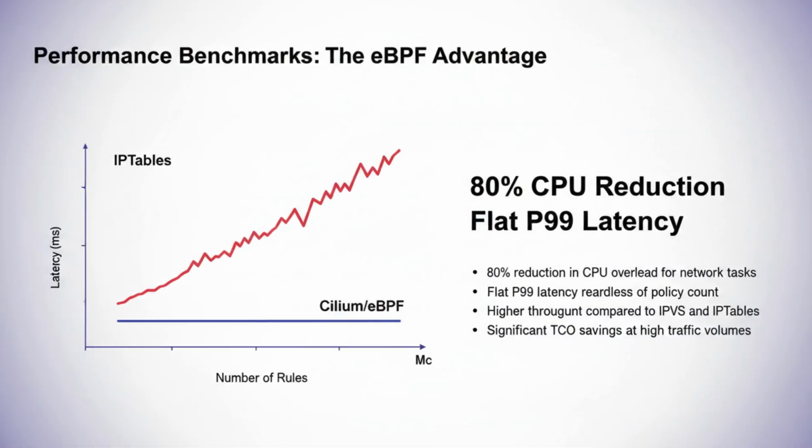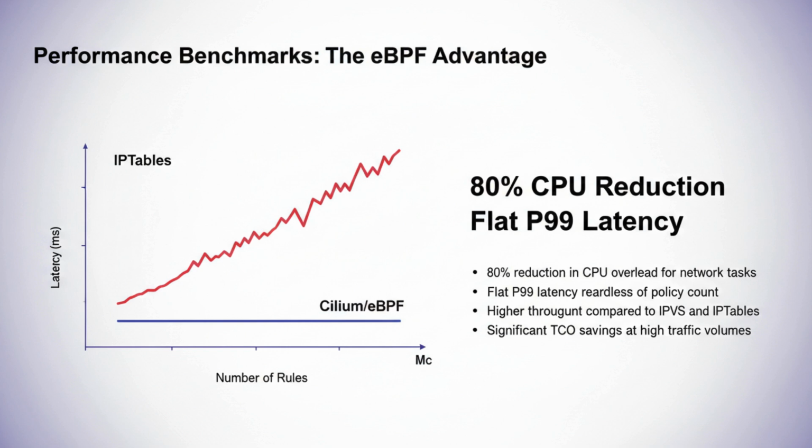Let's look at the numbers. In benchmarking tests, Cilium with eBPF significantly outperforms traditional iptables and even IPVS. We see an 80% reduction in CPU overhead for network processing under high load. Latency is also dramatically improved, especially in the 99th percentile. While iptables latency grows as you add more rules, Cilium's O(1) lookup ensures that latency remains flat regardless of the number of policies.